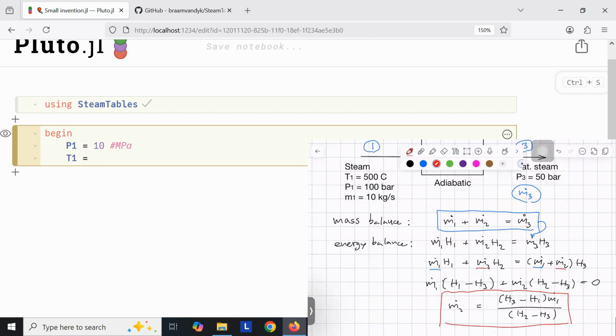T1 is 500 degrees Celsius plus 273.15 just to make it Kelvin. M1, that's 10 kilogram per second. This is for stream 1.